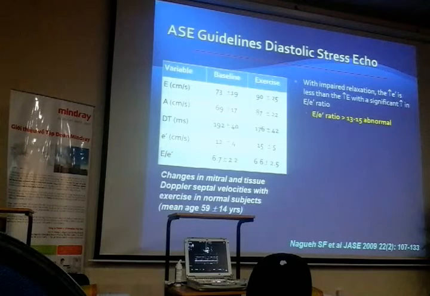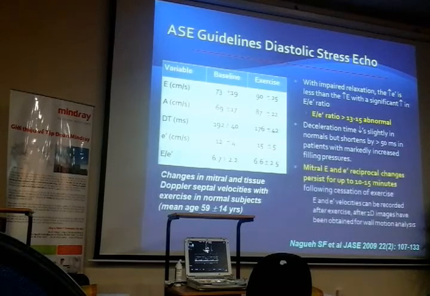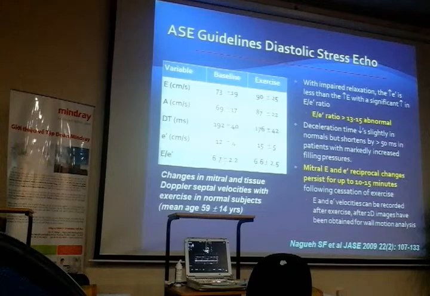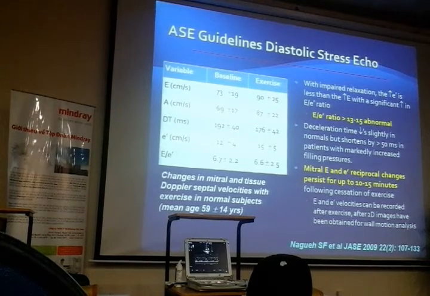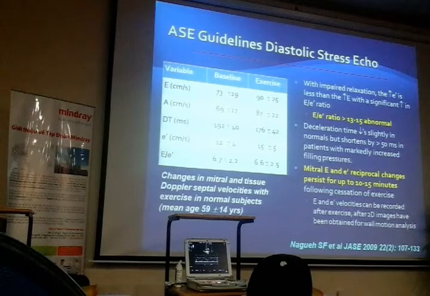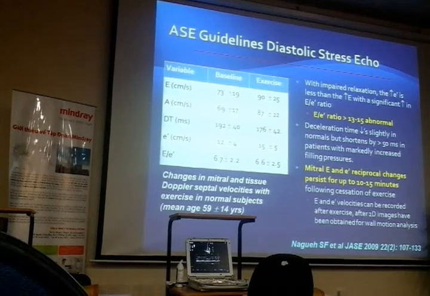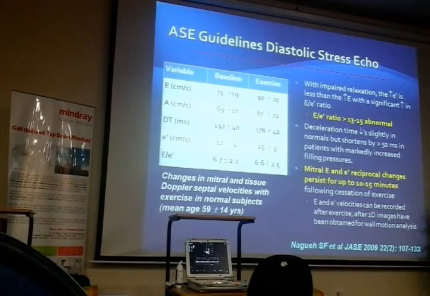Yeah, so sorry I didn't label this, but these are the normal responses to exercise. So when you see a change in the E to E prime ratio, it's typically that the mitral E gets higher and the E prime gets lower. And those reciprocal changes will persist for 10 to 15 minutes after stopping exercise.